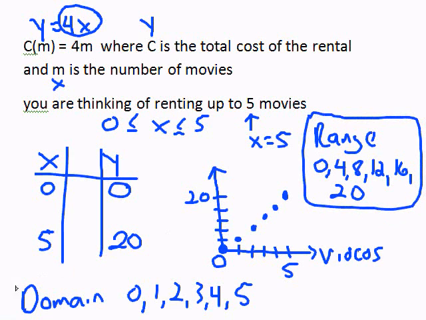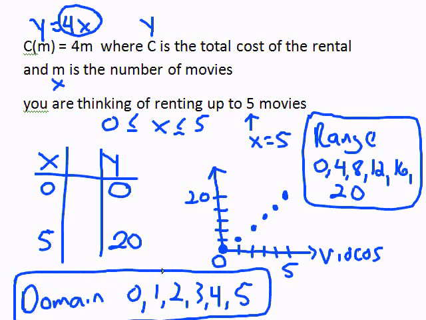Again, the reason this one was a little different was because you could not rent a decimal amount of movies, which created, in the end, a discrete function.